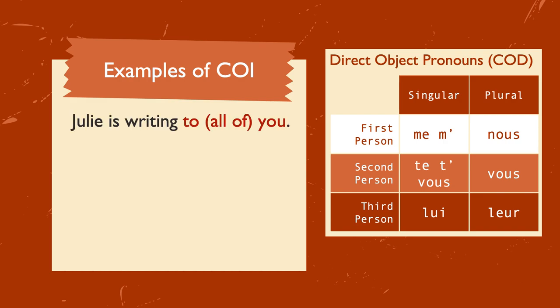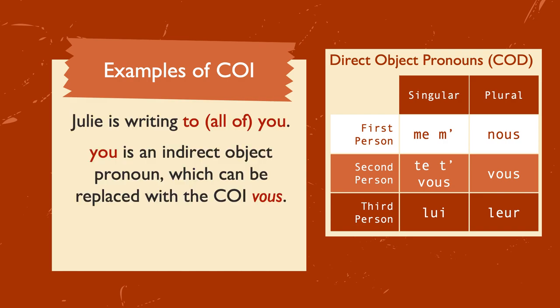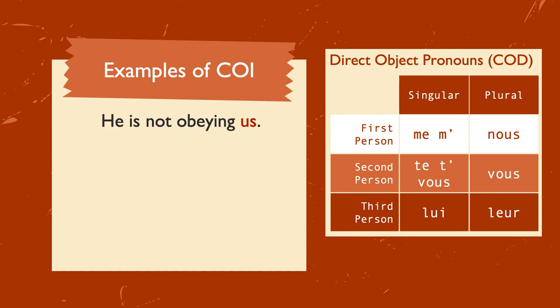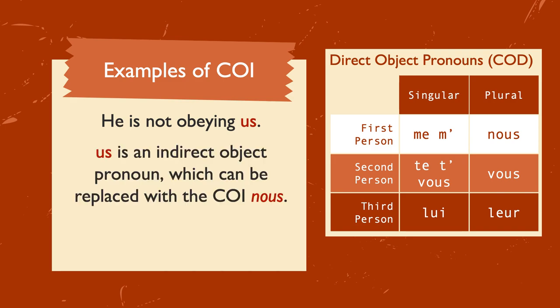Julie is writing to you, to all of you, say you as a group. You is an indirect object pronoun which can be replaced with the COI vous. Julie vous écrit. Right? The verb is écrire à. He is not obeying us. Now remember, in English we don't have a preposition there, but the French will use a preposition for obéir à quelqu'un. Us is an indirect object pronoun which can be replaced with the COI nous. Il ne nous obéit pas. Right? Our verb is obéir à.